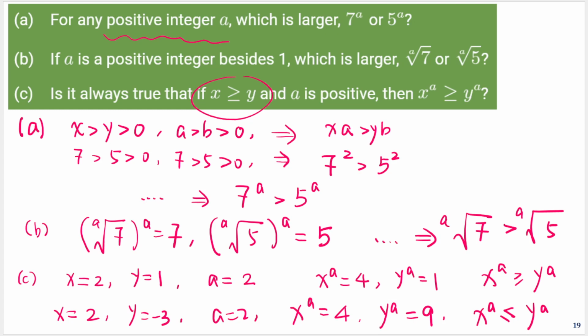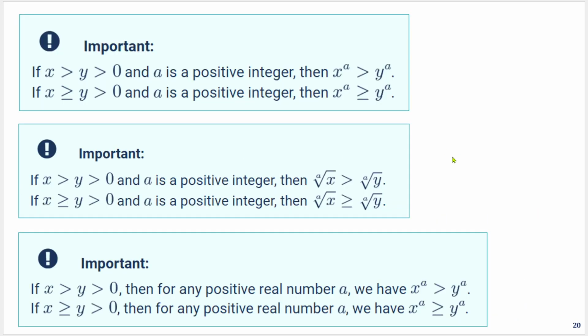Be careful with this. So if we put this all together, then we'll have the following three properties for inequalities. First, if we have x is greater than y, which is greater than 0, that means both x and y are greater than 0, right? And a is a positive integer, then we will have x to the power of a is always greater than y to the power of a. And this is also true for the cases where x is greater than or equal to y, and still both of them have to be positive numbers.